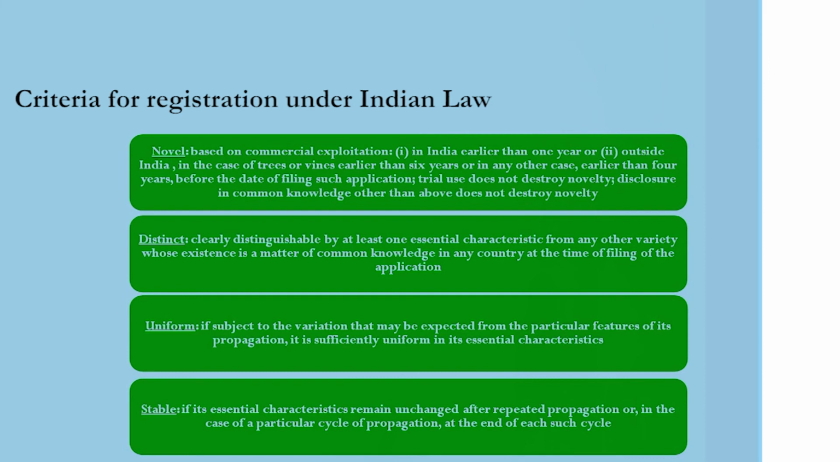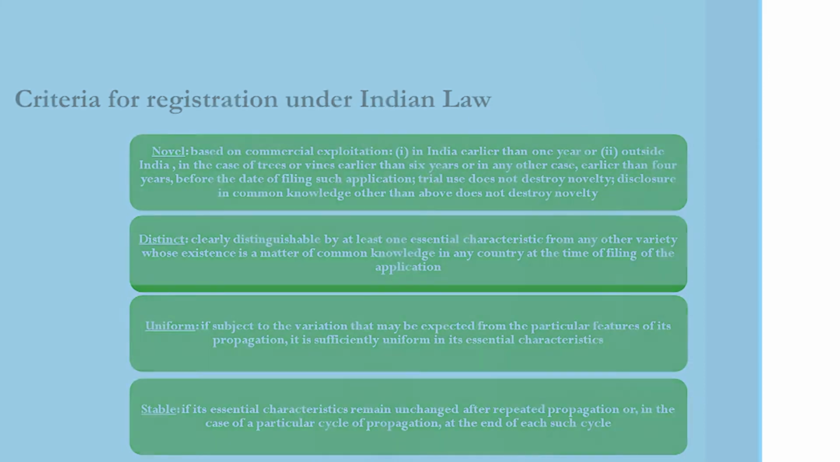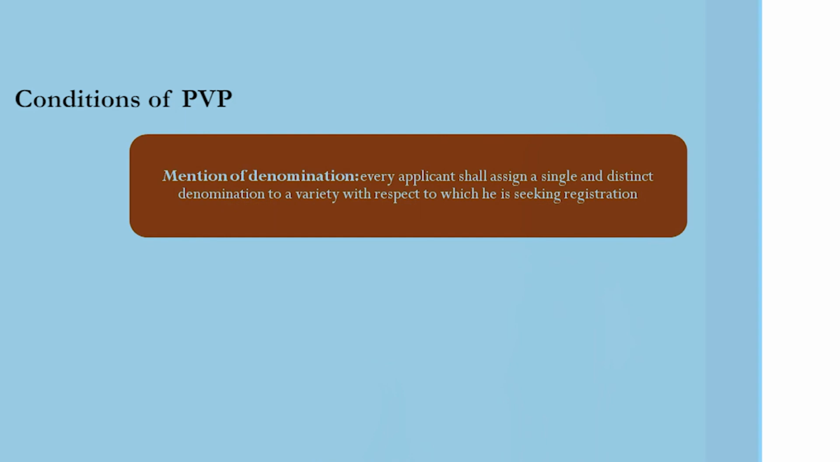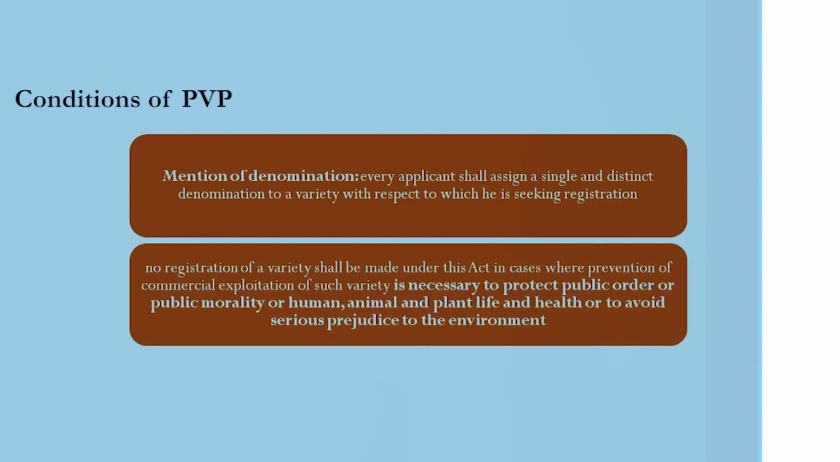Now, apart from these conditions for registration, there are certain conditions that any owner of plant variety protection must follow. He must mention the denomination. Every applicant shall assign a single and distinct denomination to a variety with respect to which he is seeking registration. No registration of a variety shall be made under the Act in cases where the prevention of commercial exploitation of such variety is necessary to protect public order or public morality, or human, animal or plant life and health, or to avoid serious prejudice to the environment.